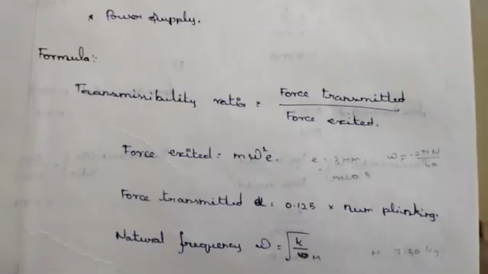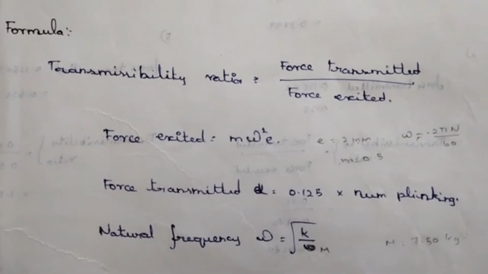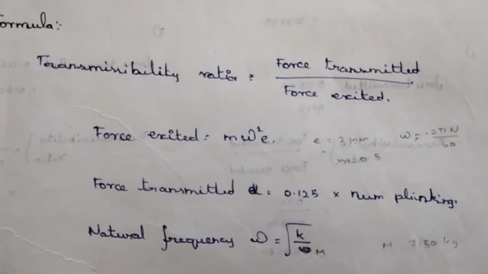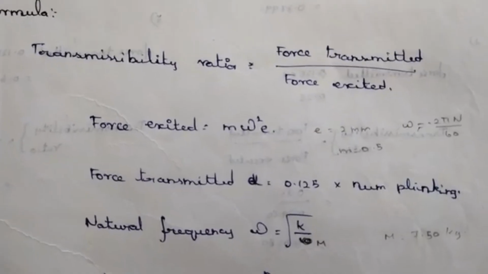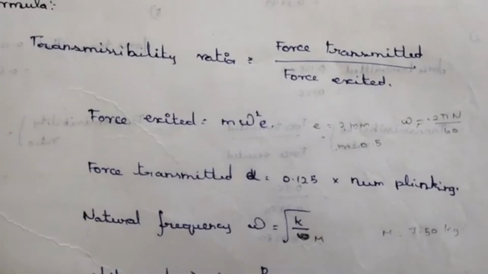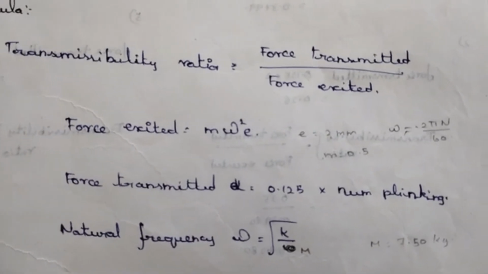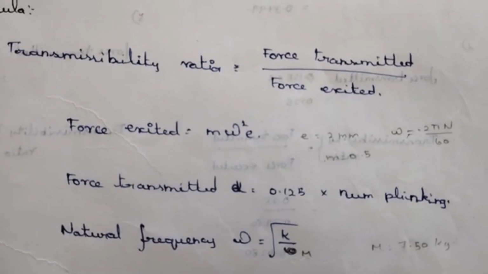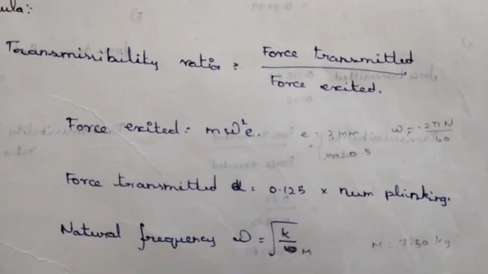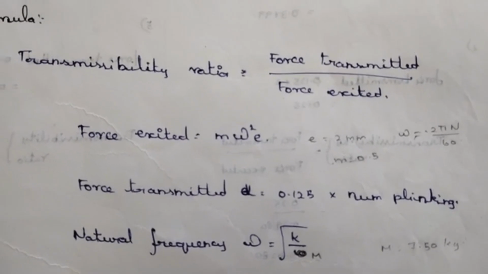Transmissibility ratio is equal to force transmitted divided by force exited. Force exited is equal to mass into omega square into e, and then force transmitted is equal to 0.125 into number of blinking, where 0.125 is a constant value. Natural frequency omega is equal to root of k by m. So from these formulas we are going to calculate the transmissibility ratio. Now we move on to the experiment.